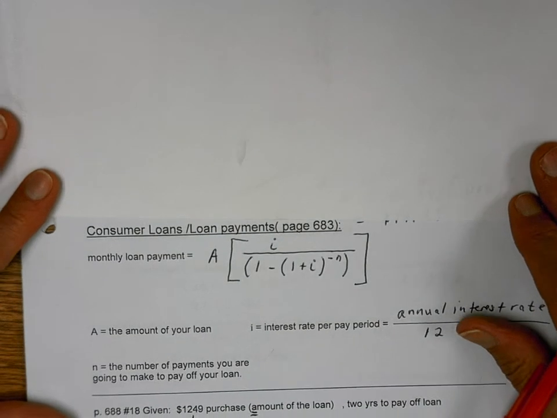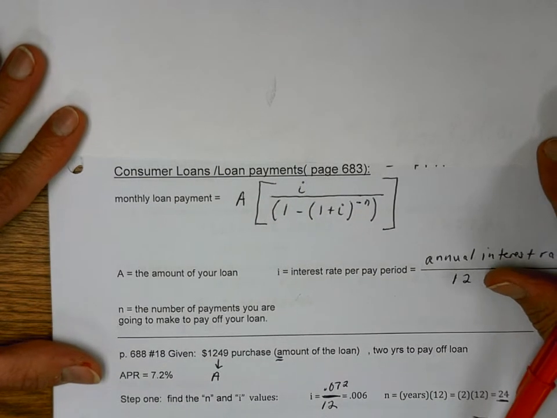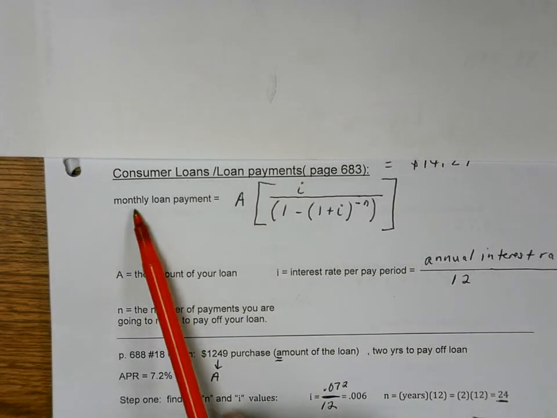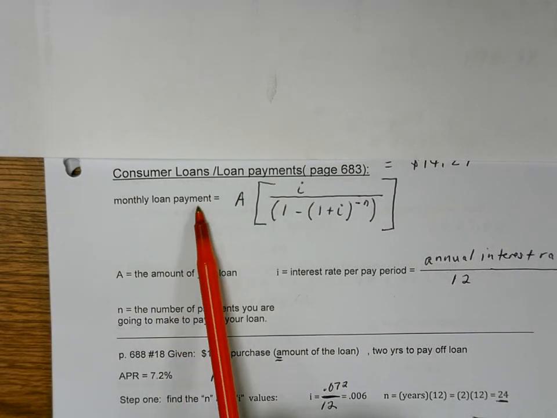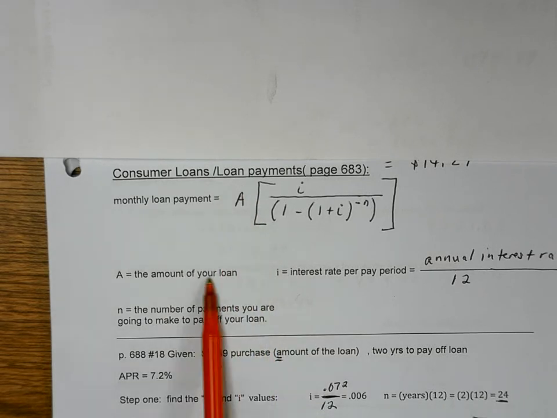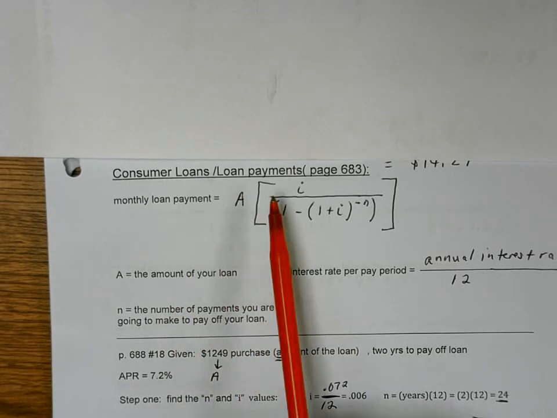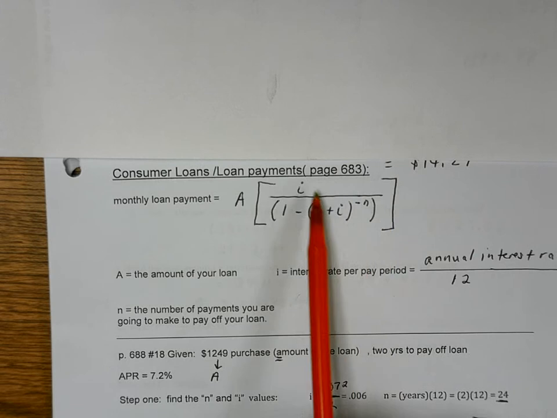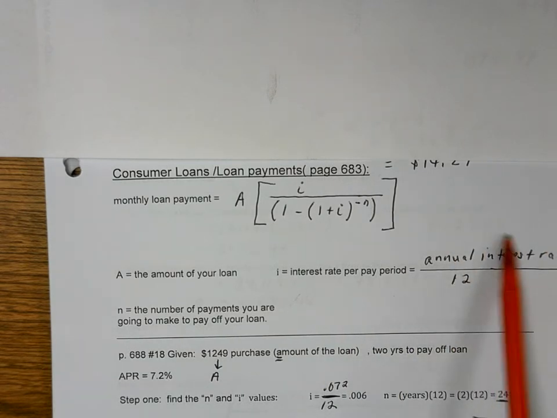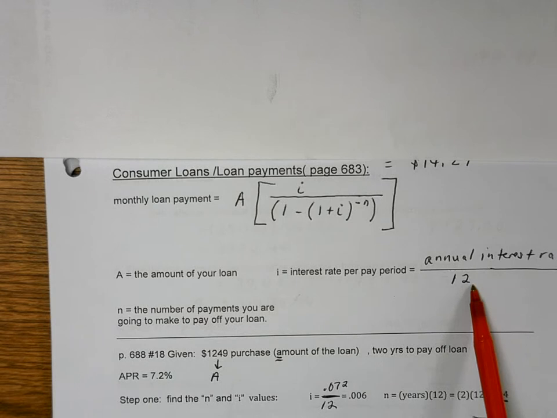We've got a brand new formula. You want to put this in your notes, and here's what it reads. To figure out your monthly loan payoff, that equals an A value, and that's the amount of your loan. And then we've got some brackets here, and in the numerator we've got an I value. Your I value is your interest rate per pay period, and you find it by taking your annual interest rate and dividing by 12. Okay?